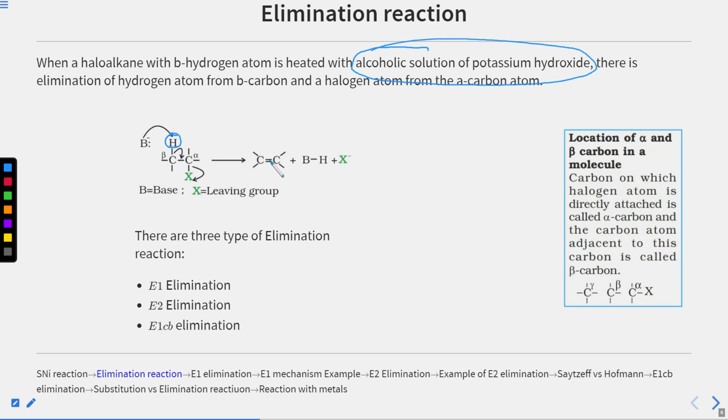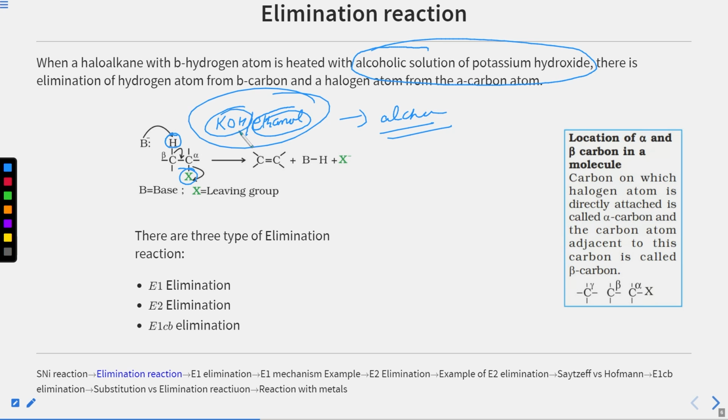Now we heat that beta hydrogen containing halogen, this is a halogen, with an alcoholic solution of potassium hydroxide. Suppose in the exam it is given like this, ethanol. Then you will say that this is your alcoholic solution of potassium hydroxide and it will give you an elimination reaction. So do not get confused. You will not be given directly that you have to take the reagent as alcoholic KOH. Instead it can be written like this, in the form of an alcohol and your potassium hydroxide.